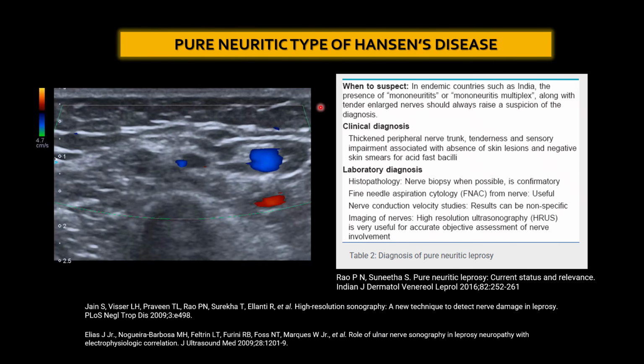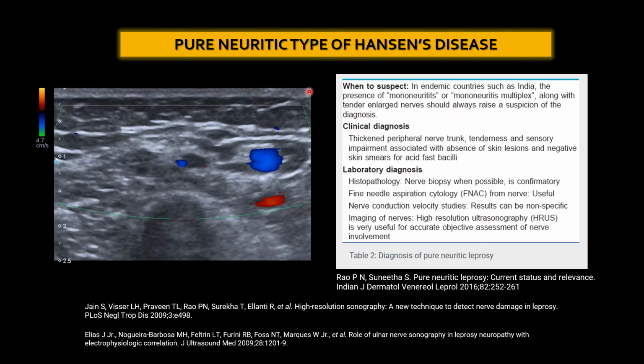So when to suspect pure neuritic type of Hansen's disease? In endemic countries such as India, whenever there is presence of mononeuritis along with tender enlarged nerves, one should always raise a suspicion of pure neuritic Hansen's. Clinical diagnosis is based on thickened peripheral nerve trunk, tenderness and sensory impairment. However, the diagnosis is often challenging to the clinician as there are no skin lesions, and split skin smears, which are very characteristic of leprosy, are negative for acid-fast bacilli.